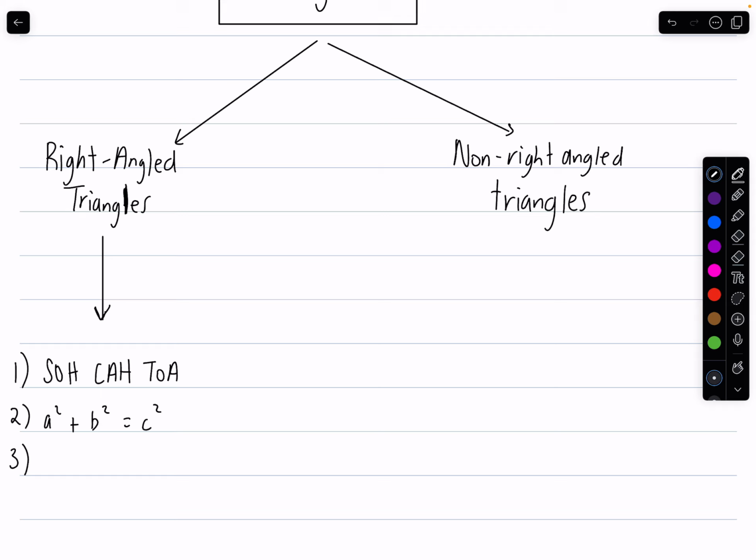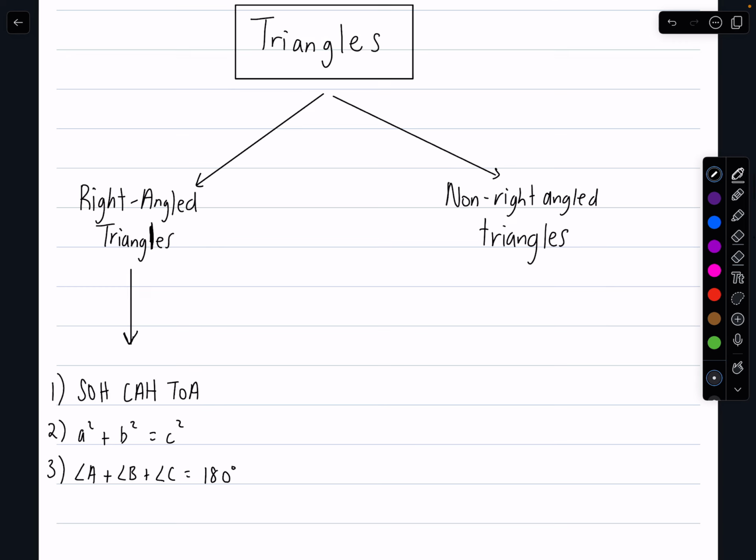And the last thing is called the interior angle law, which basically states that the sum of all the angles within a triangle should add up to 180 degrees. So with right angle triangles, we're always going to be using one, two, or three of these rules, and maybe in combination. Now, with non-right angle triangles, it's a little bit different.